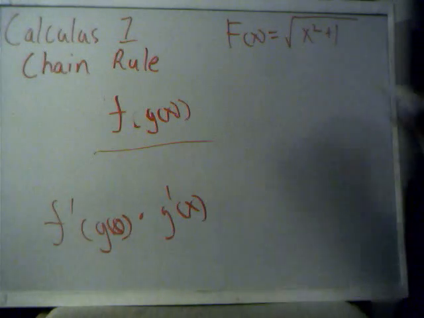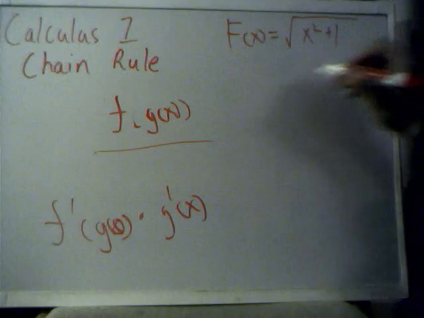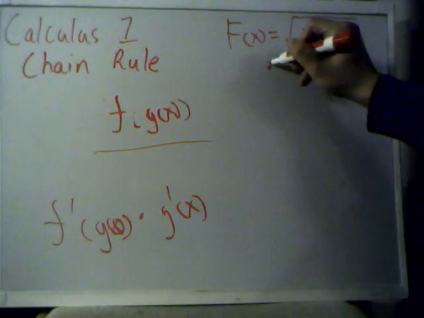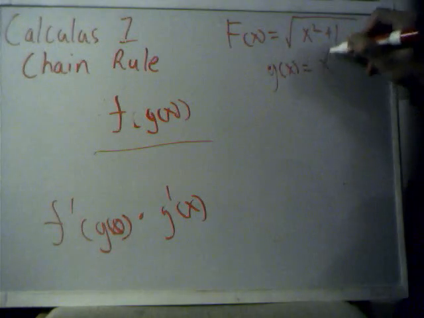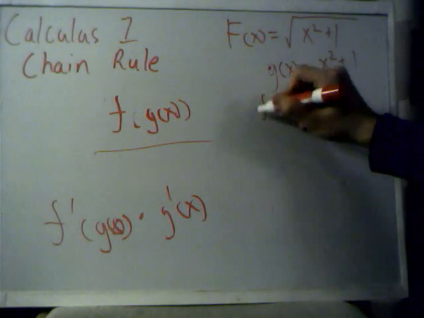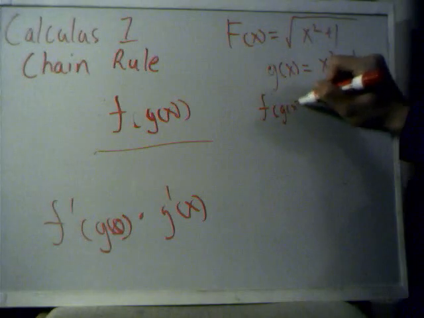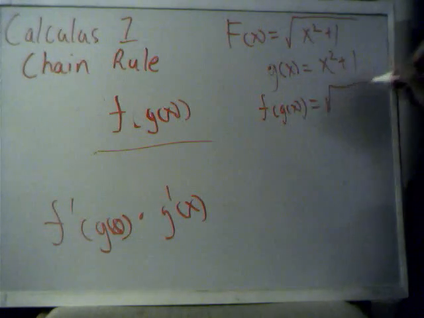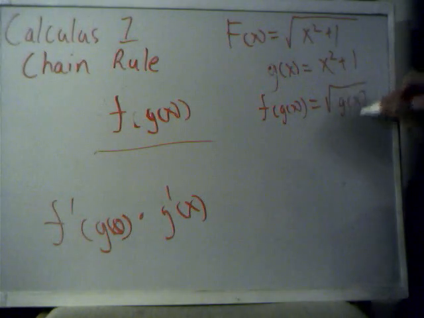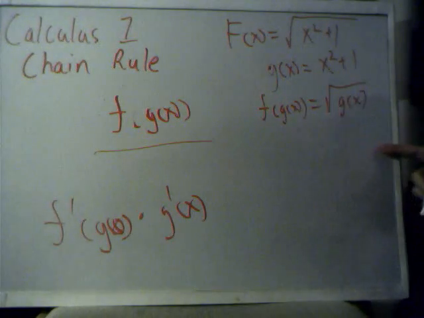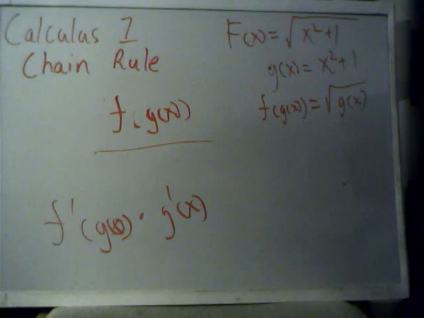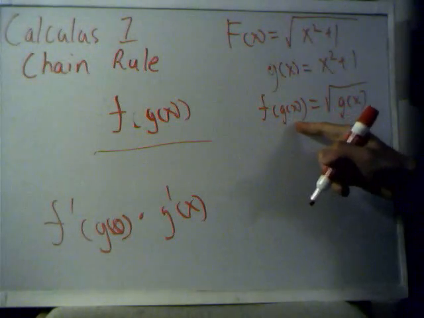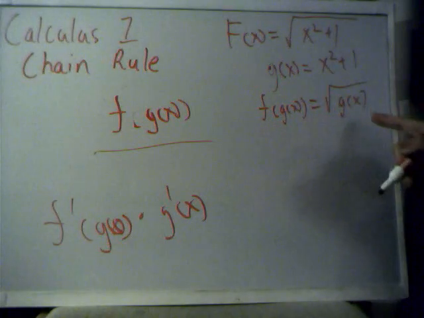To start off, you can list the inner function, g of x, is equal to x squared plus 1, and then you list the outer function, f of g of x, is equal to square root of g of x. Now, this one right here in particular looks kind of messy. But if you've watched the first video on introduction to functions, we know that whatever goes into these parentheses doesn't matter, as long as it stays consistent on this side.